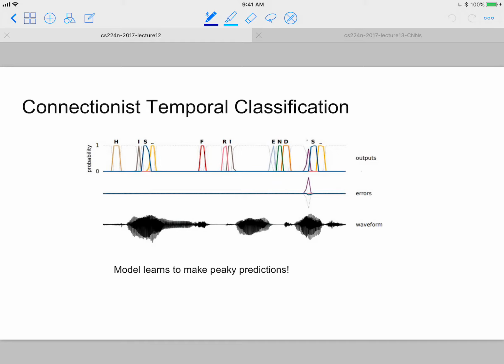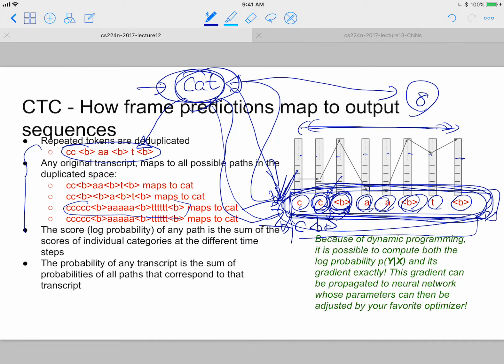So here we do not explicitly align this cat with the most probable expanded sequence, right? Instead we consider all the possible sequences and try to minimize the negative log likelihood of all the possible cases that can be an expansion of this cat.